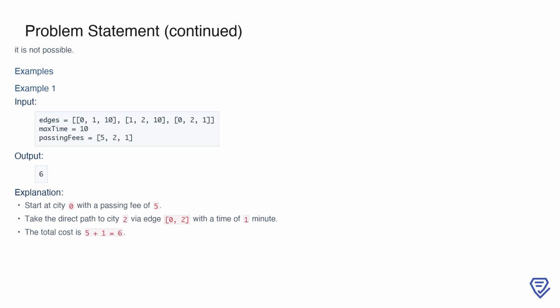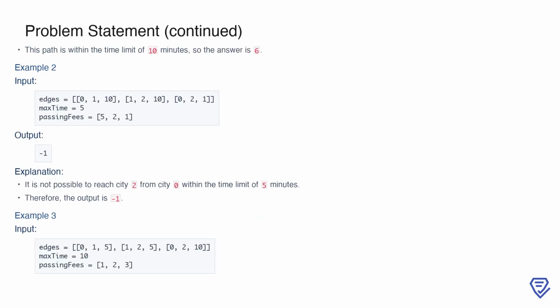Now let's look at an example to better understand the problem. Suppose we have edges equals [[0,1,10],[1,2,10],[0,2,1]], maxTime equals 10, and passingFees equals [5,2,1]. Here, the graph consists of three cities connected by roads with specific travel times. To solve this, we start at city 0 with a passing fee of 5. From city 0, we can take the direct path to city 2 using the edge [0,2], which only takes 1 minute. Adding the passing fee for city 2, which is 1, gives a total cost of 5 plus 1 equals 6. Since this path is within the time limit of 10 minutes, the answer is 6.